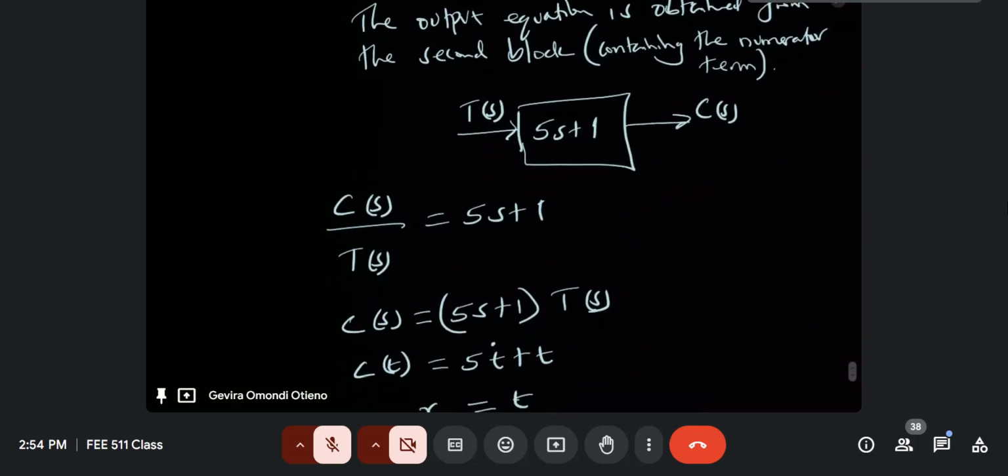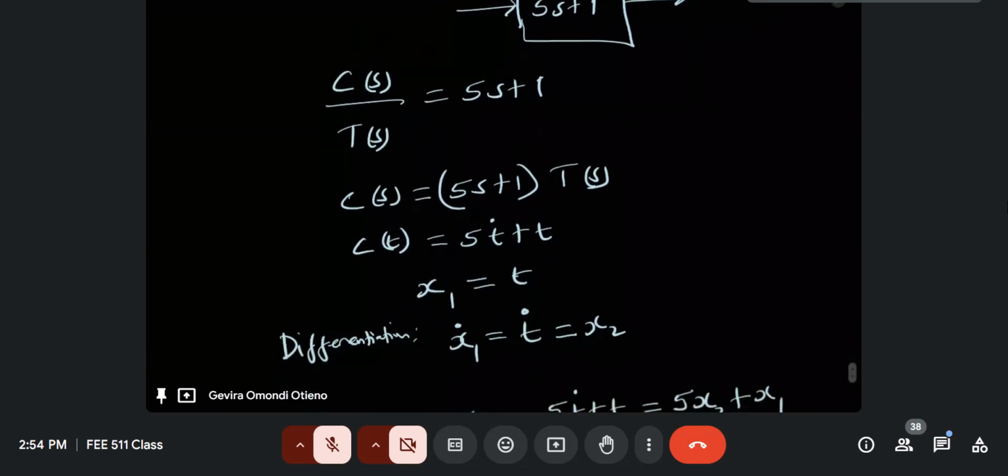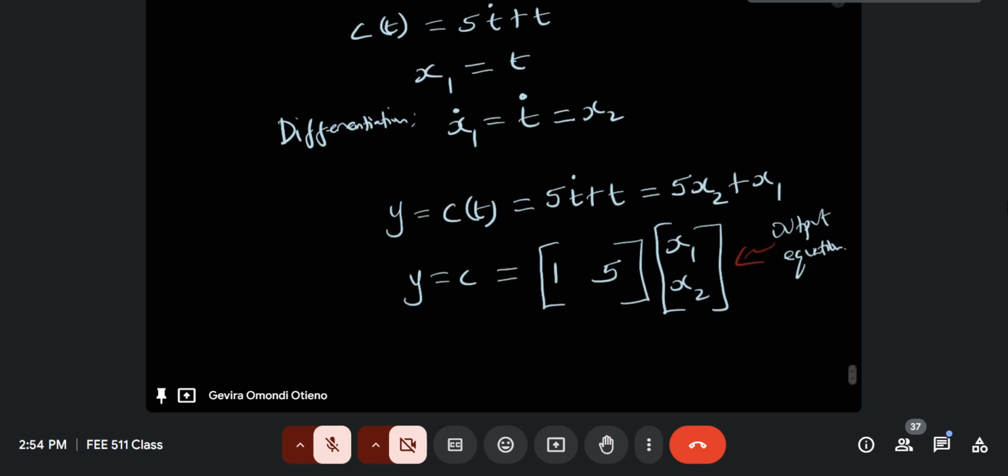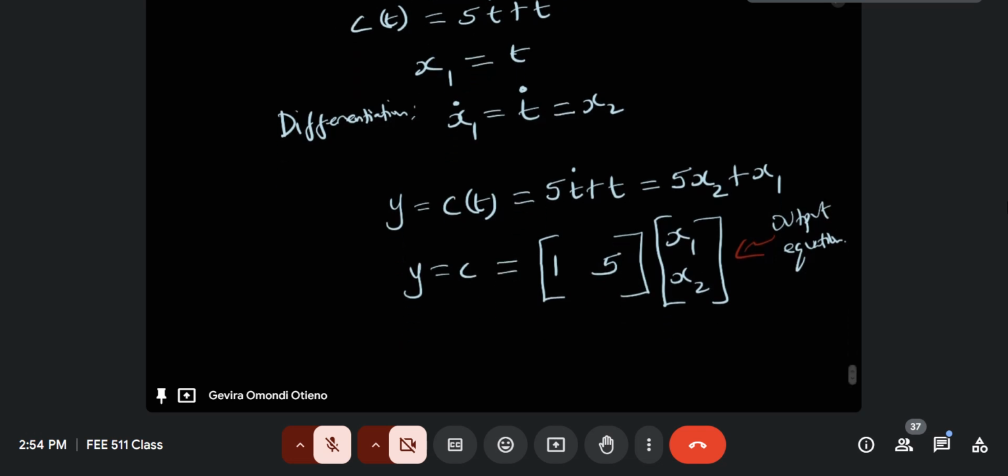then the output equation is obtained from the second block, but the process is the same. As long as you know that you're converting your transfer function into differential format, you get your state variables, and then you make sure that you have derivatives on the left-hand side, and then on the right-hand side, you write your equations in terms of the state variables. Then you're home and dry. So basically, that is how you obtain state space representation from transfer functions.